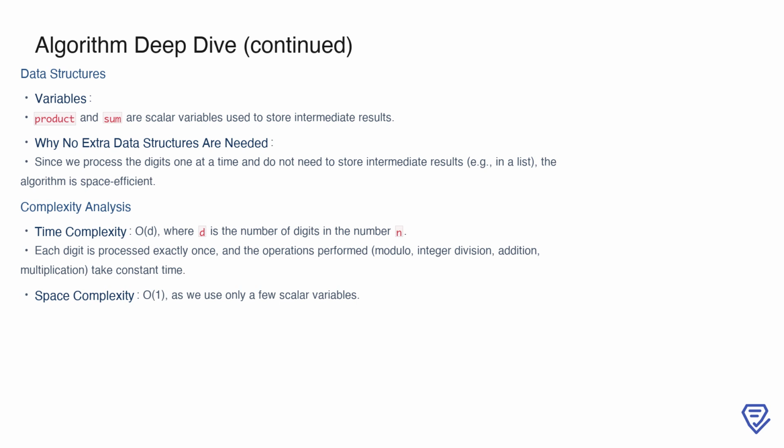From a time complexity perspective, the algorithm is proportional to the number of digits in the number, denoted as d. Each digit is processed individually, and operations like modulus, integer division, multiplication, and addition are all performed in constant time. Therefore, the time complexity is O(d), which is optimal for this type of problem.